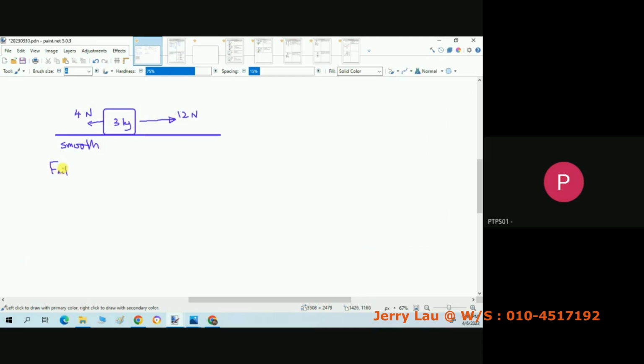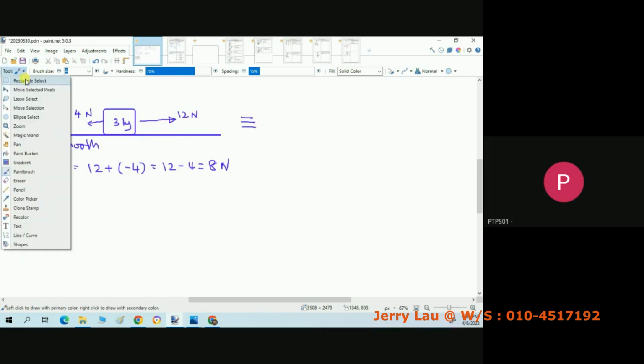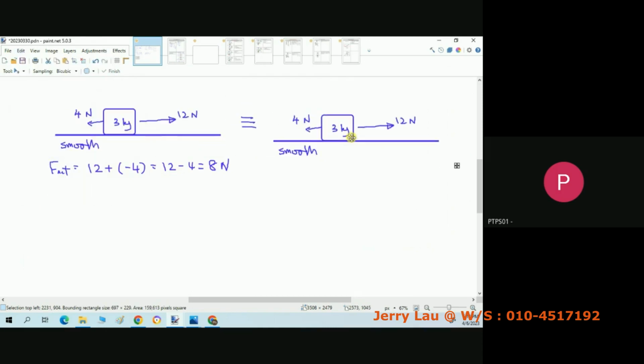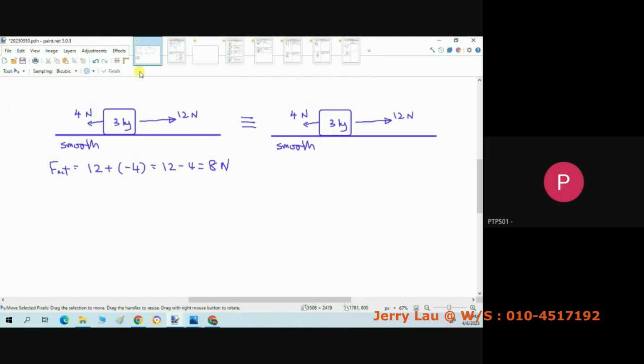So the net force is going to be the total of the forces. If you read the definition in the notes, it says net force is the total of all the forces, or the resultant force. You add up all the forces vectorially. So the force going to the right is 12, and you add another force to the left, which is -4, so 12 minus 4 is equal to 8 newtons. So this system is equivalent to a single force, and that force is acting in what direction?